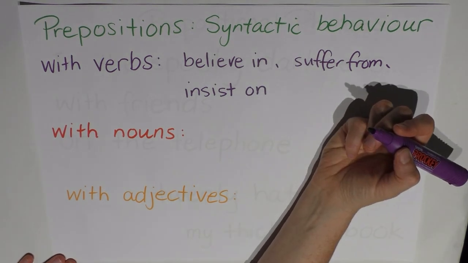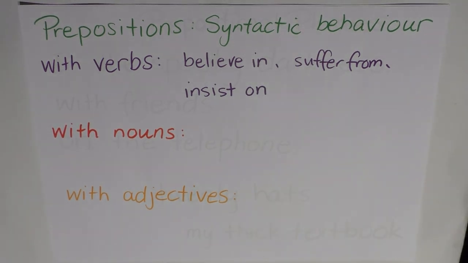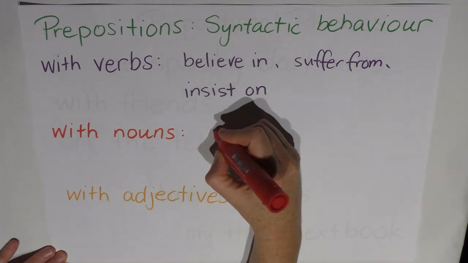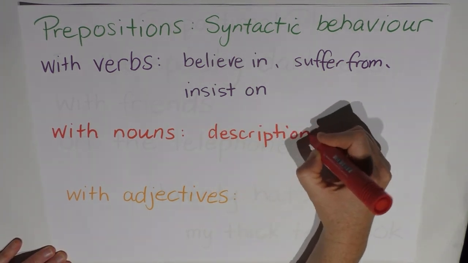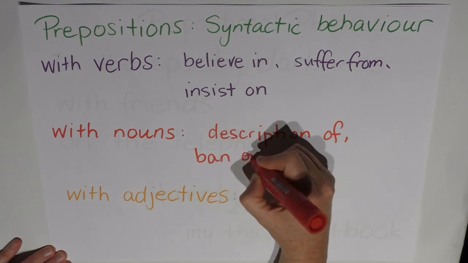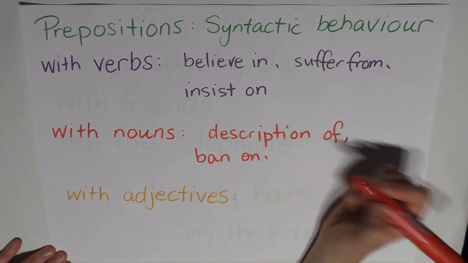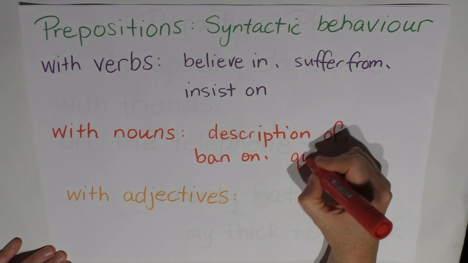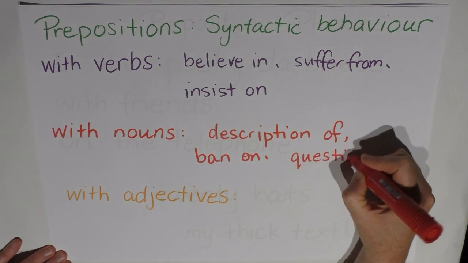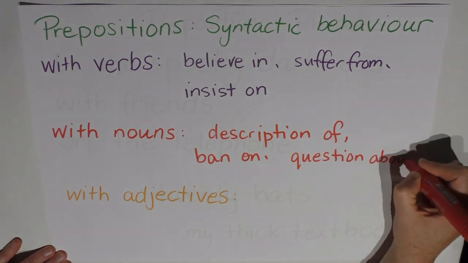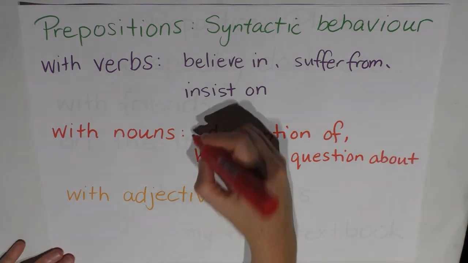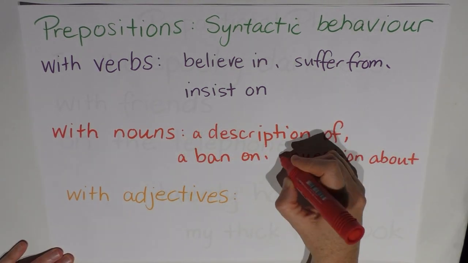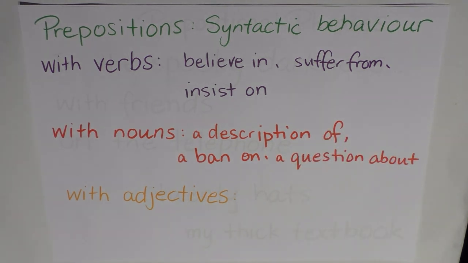I think being a second language speaker and having to learn which prepositions go with which verbs is quite the challenge. Similarly, we have noun examples, and noun examples include a description of, a ban on, maybe a question about, and so on and so forth. So these are examples of noun phrases. I'm just going to put a before it so you can see it's clearly a noun phrase there. A question about, a description of, and a ban on.